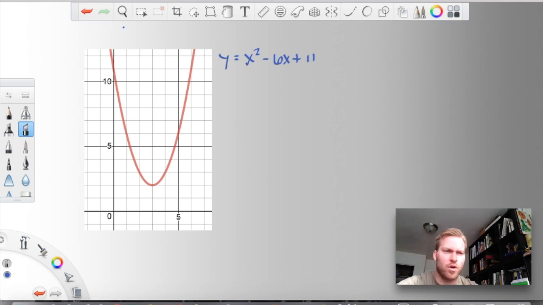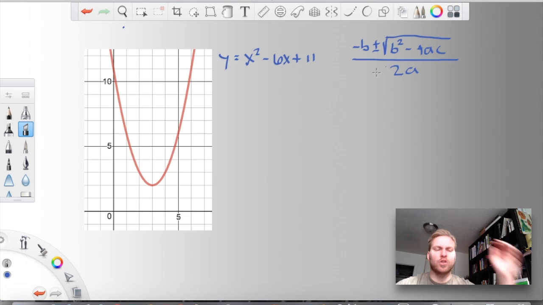Remember that your quadratic formula, guys, is going to be negative b plus or minus the square root of b squared minus 4ac, all divided by 2a. So we can just plug these values in from this function into this equation and see what happens. Let's first identify what our different parts are going to be.